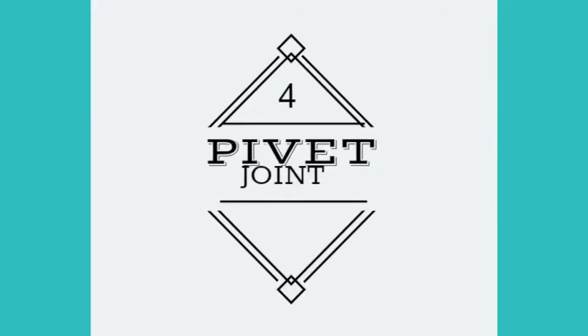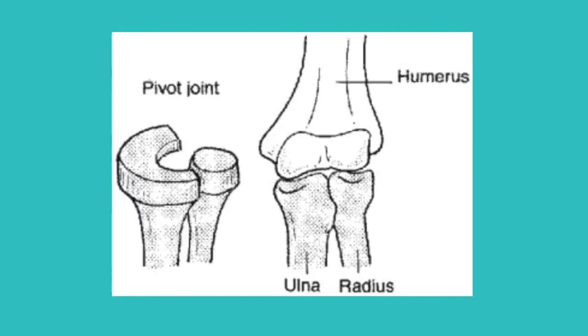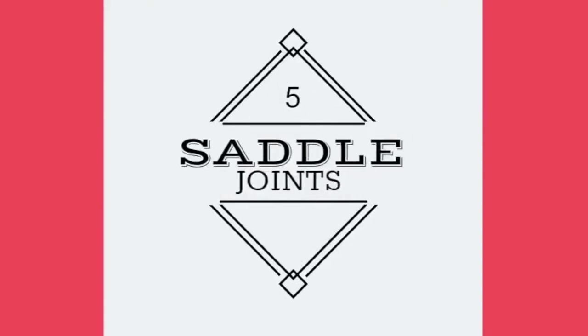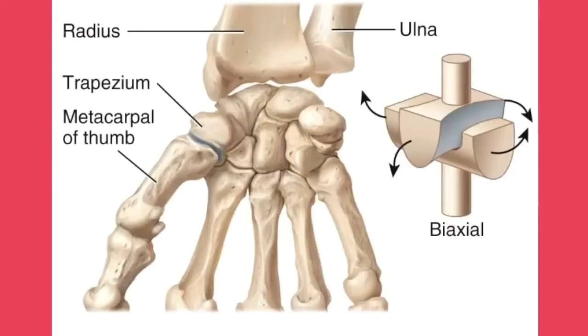The fourth type is a pivot joint. It allows rotation in one plane. A rounded point of one bone fits into a groove of another. An example of this is an elbow joint. The fifth type is a saddle joint. It allows movement in 2 planes, flexion-extension and abduction and adduction. An example of this joint is your thumb.